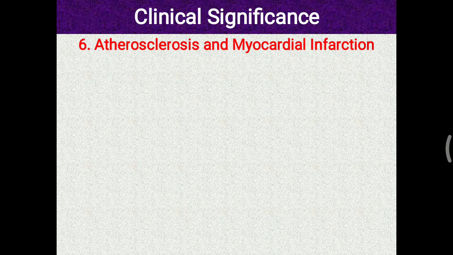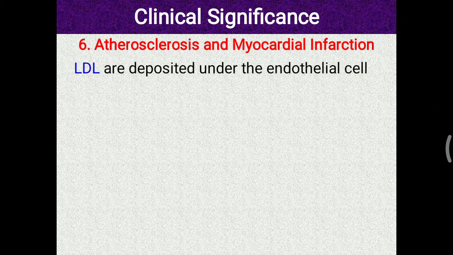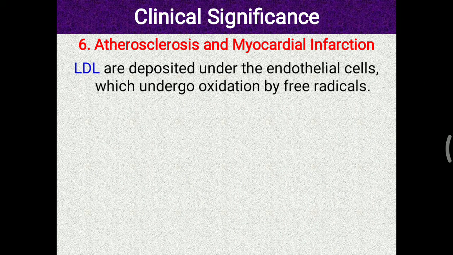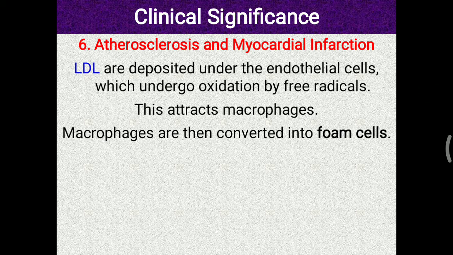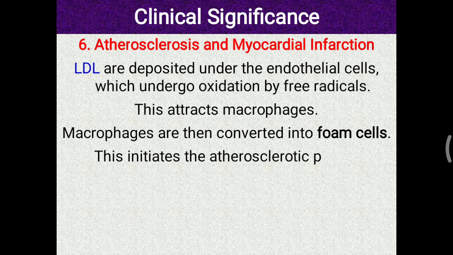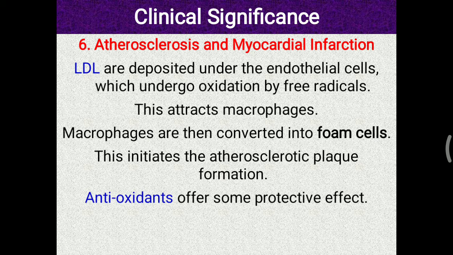Atherosclerosis and MI, myocardial infarction: LDL is deposited under the endothelial cells and undergoes oxidation by free radicals, becoming oxidized LDL. These attract macrophage cells. Macrophages are then converted into foam cells. That is the starting event of atherosclerosis. This initiates atherosclerotic plaque formation, and once formed, plaques will occlude the vessels. So antioxidants offer some protective effect to prevent atherosclerosis as well as myocardial infarction.